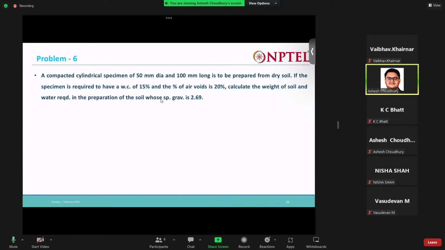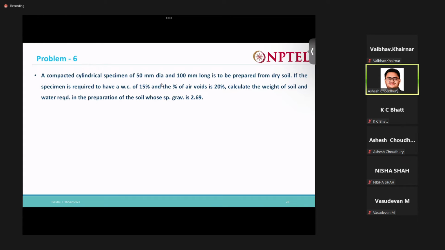The dimensions of this cylinder are given, which is 50 mm diameter, 100 mm length. So using this, we can find out the volume of the soil sample. The volume of the soil sample is equal to the volume of the cylinder, which is pi by 4 into d square h. So our d is 50 mm, h is 100 mm, and if we put this data, we'll get our volume as 196.35 cc.